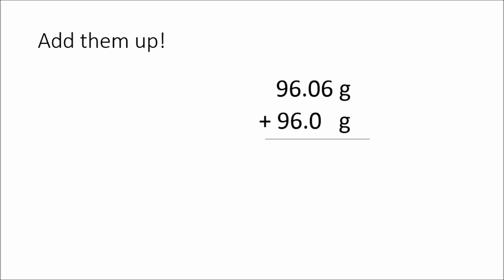So 96.06 plus 96.0, you can do this in your head or you can take out a calculator. Either way, you're going to come to 192.06 grams. Now, I'm going to put a little dashed line in here, and that's going to show us where our precision ends. Everything to the right of that dashed line represents a pretty big level of precision. Everything to the left is a level of precision that is common amongst the numbers we're adding together.